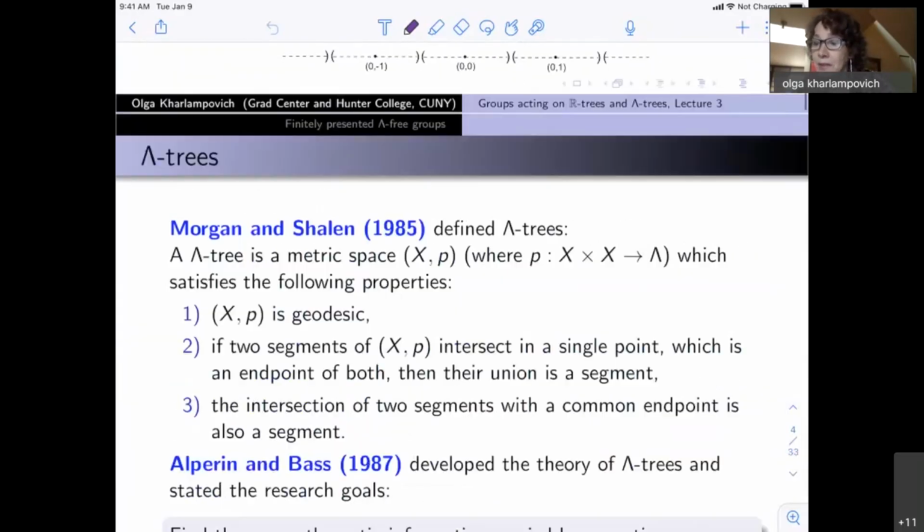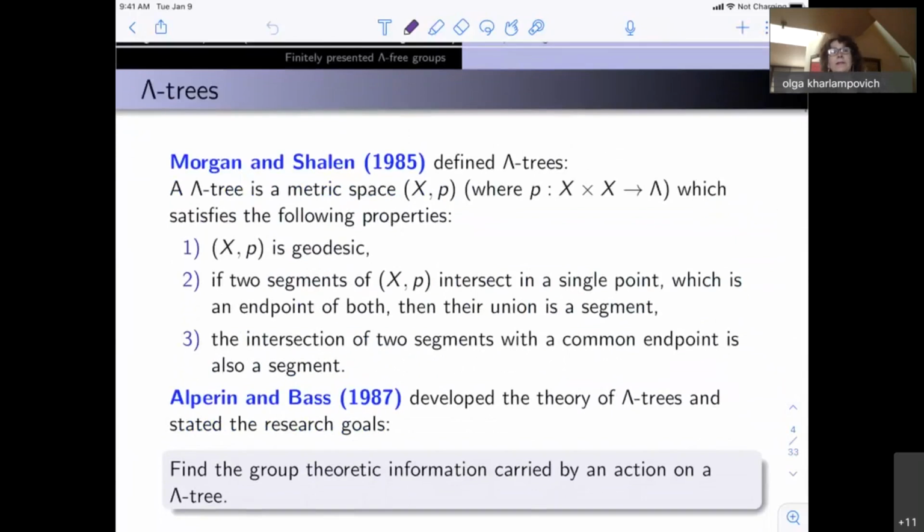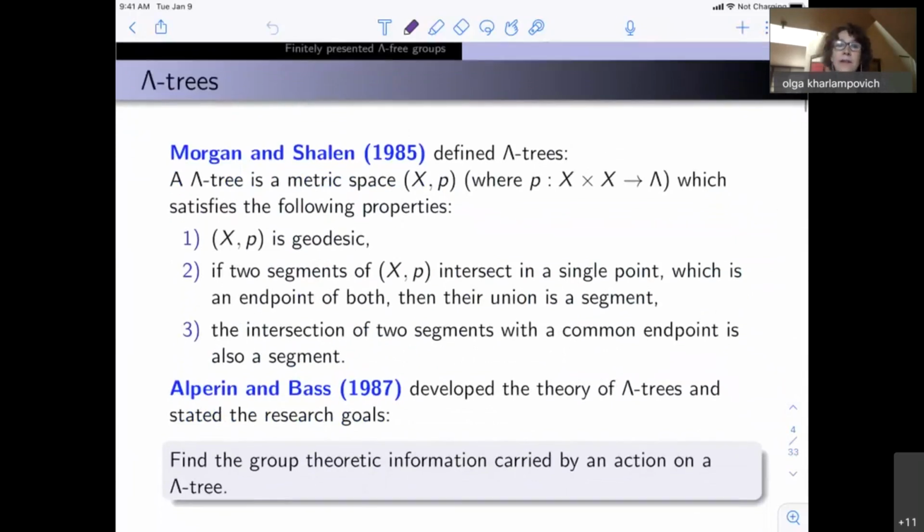Now, what is a lambda tree? In '85, Morgan and Shalen defined lambda trees. I'm going to give a definition for a lambda tree, but you can also think about the reals, about R-trees. It's basically the same definition: if for lambda you substitute R, you have a definition of a real tree. So it's a metric space, with the metric taking values in lambda, which is a geodesic metric space.